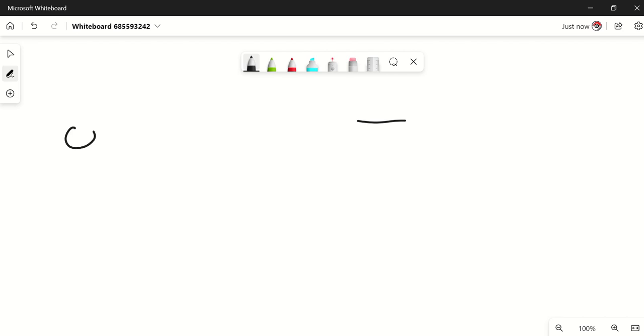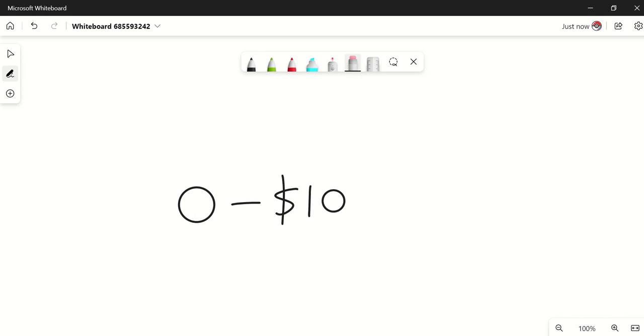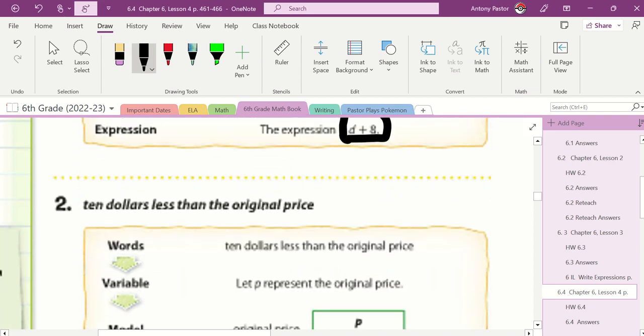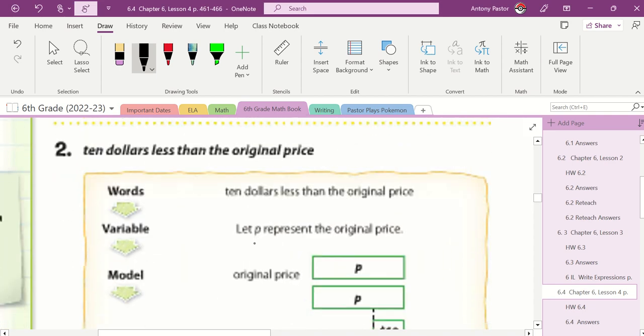You can use O for original, you can use P for price, it doesn't matter. We're going to go ahead and use O for original price. The original price minus $10, because it's $10 less than the original price. And this would be our algebraic expression. Let's see what the book used.